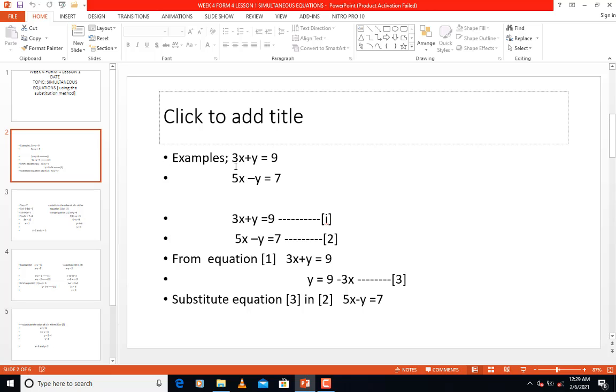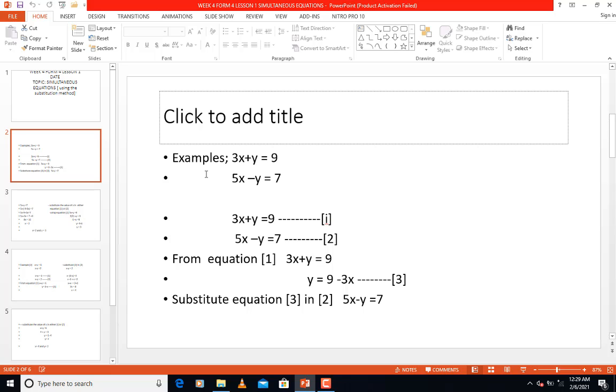For an example here, 3x plus y is equal to 9, 5x minus y is equal to 7. These are the two simultaneous equations. We want to solve them simultaneously, at the same time. So how do we solve them at the same time? We can use the method of elimination. We can use the method of substitution. But now in this lesson number 1, let's discuss the substitution method.